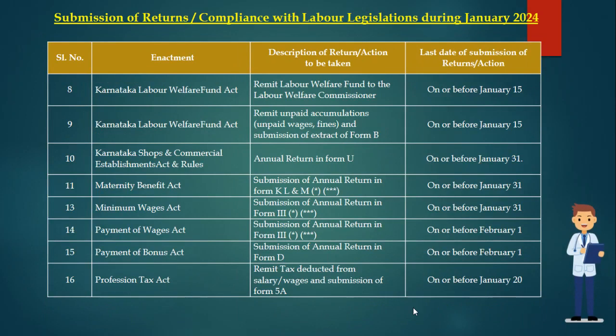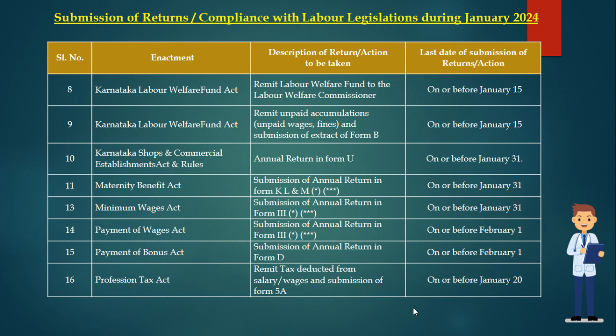So in the eighth one, we have two line items under the Karnataka Labour Welfare Fund Act. The first one being the remittance of the Labour Welfare Fund to the Labour Welfare Commissioner, and the second one being the remittance of unpaid accumulations. That is, in any case of unpaid accumulations, the same has to be remitted to the Welfare Commissioner in Form B. The last date for doing the same is on or before January 15th, which has already passed.